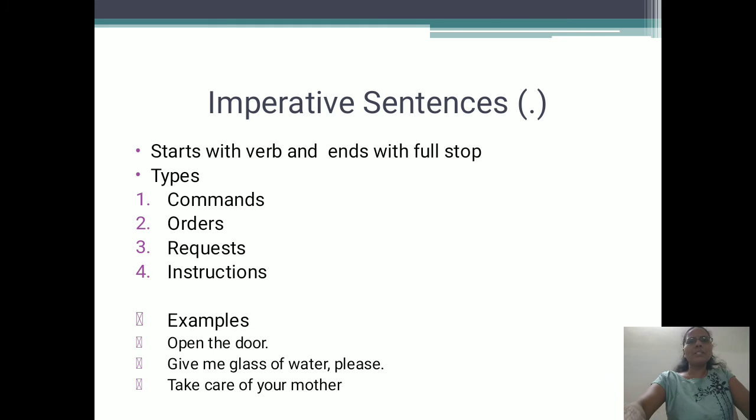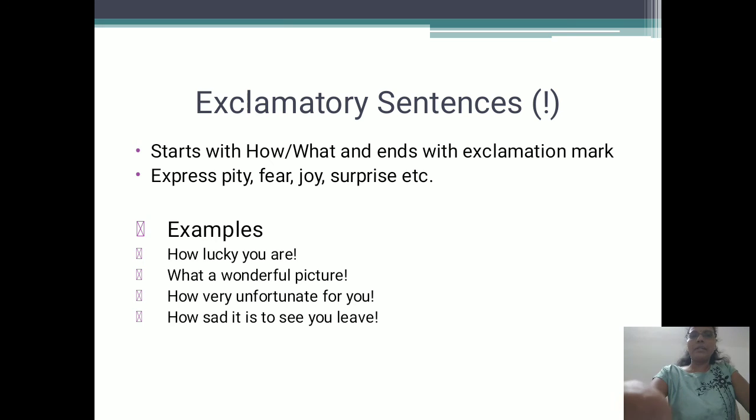Next type of sentence is imperative sentences. Imperative sentence starts with verb and it ends with full stop. Generally, it starts with main verb. The types of imperative sentences are commands, orders, request, and instruction. In imperative sentence, we issue commands, orders, requests, and instructions. Examples of imperative sentences are: open the door, give me a glass of water please, take care of your mother. Such type of sentences are called imperative sentences.